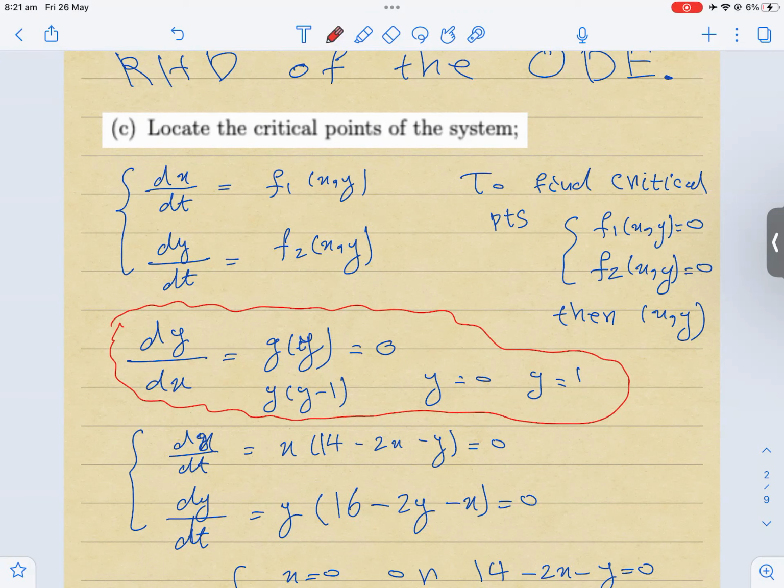However, what was the g here? If g prime of y is 2y minus 1, then g prime of 1 is 1, which is unstable. G prime of 0 means minus 1, less than 0, which means the solutions approach this y equals 0.